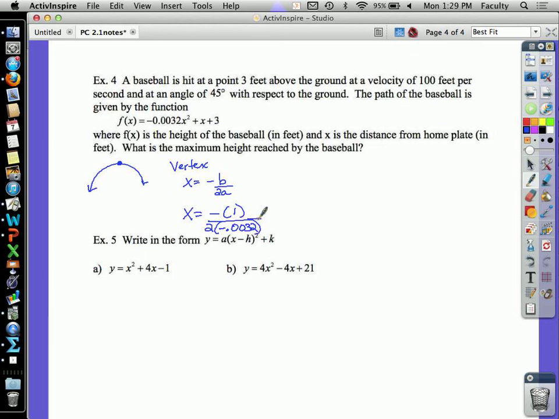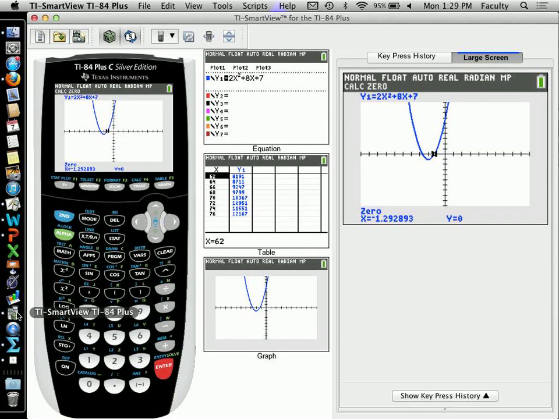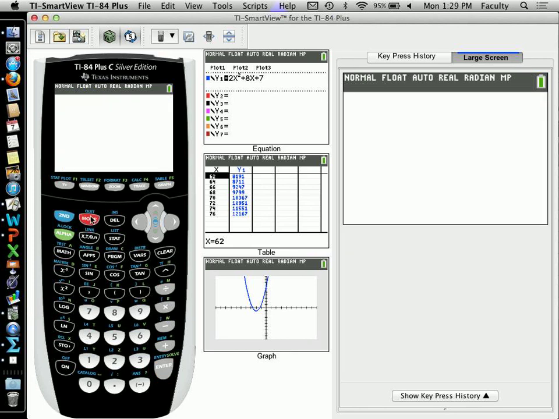Now, what I want to do is show you a technique on your calculator, but also make sure we know how to do this. So, get to your home screen, and you're going to take negative 1 divided by, and if you have a product in the denominator, you need to put a parenthesis around it. It's 2 times negative 0.0032, and then close the parenthesis with the product. You don't want to make it divided by 2 and then start a parenthesis, because then you're telling it to take negative 1/2 and multiply 1/2 by negative 0.0032, and that's not what you mean.